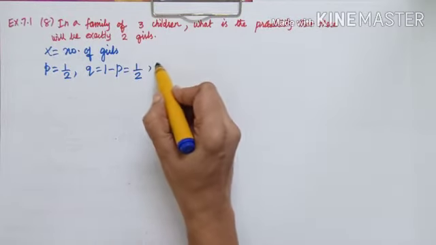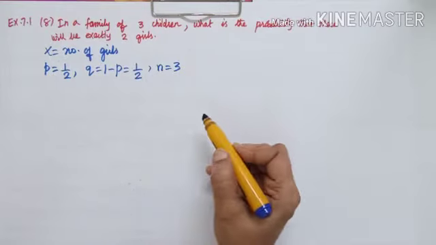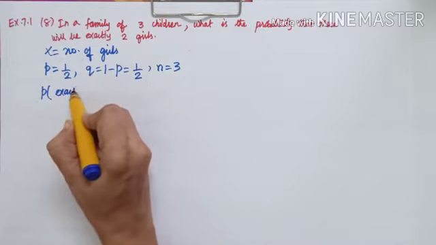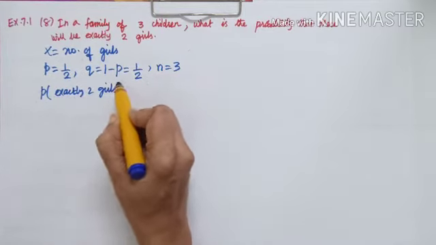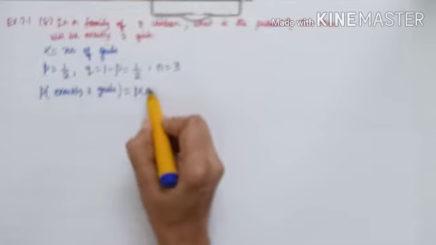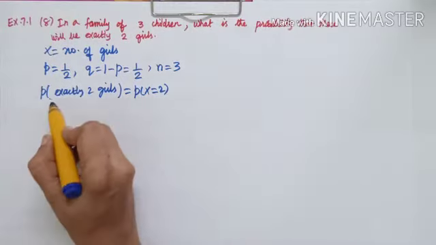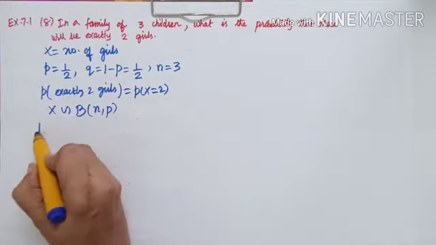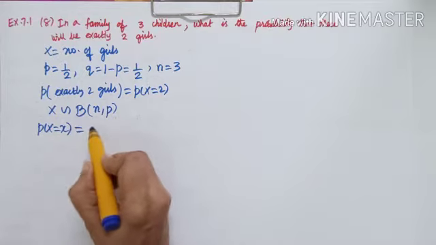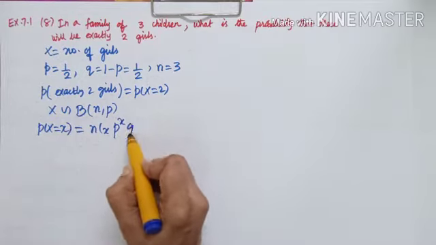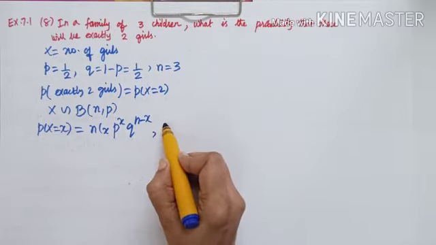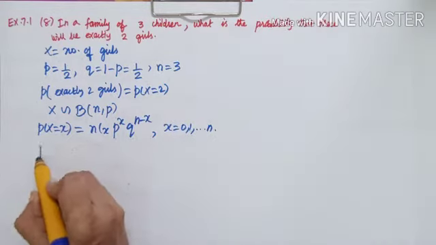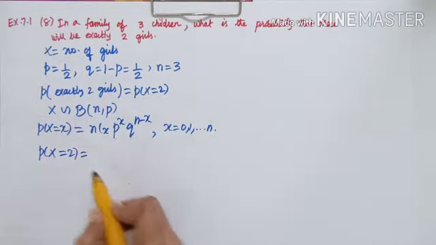How many children are there? 3 children. So, n is equal to 3. What is my question? Probability of exactly 2 girls. That is, X we have taken as a number of girls. So, X is equal to 2. We write X follows binomial with parameters n and p. What is the formula for p of x? nCx p power x q power n minus x, with x is equal to 0, 1 and so on up to n. Now I need to find out p of x is equal to 2.